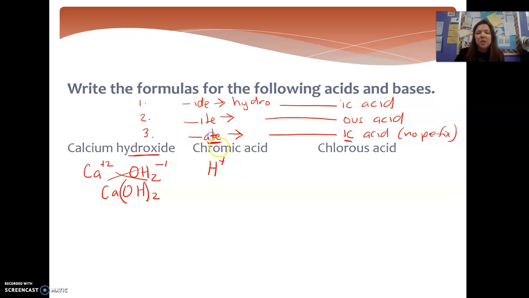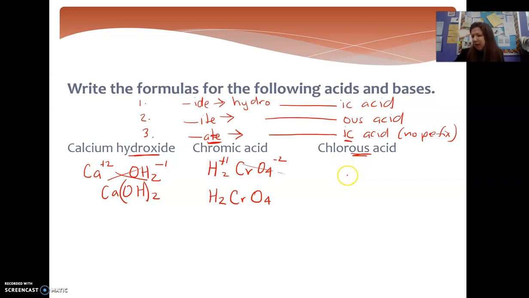You see that right here? So go backwards, chromic to chromate. Look on the back of your periodic table and find chromate. That is CrO4, and it has a -2 charge. So when I swap and drop, that's a +1 here. We don't have to do the 1, that doesn't count. The 2 goes here, so it's H2CrO4.